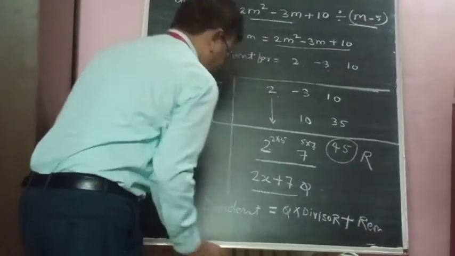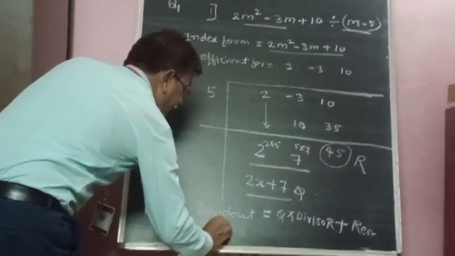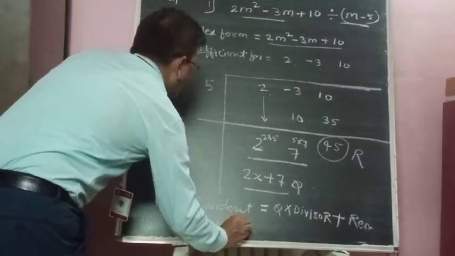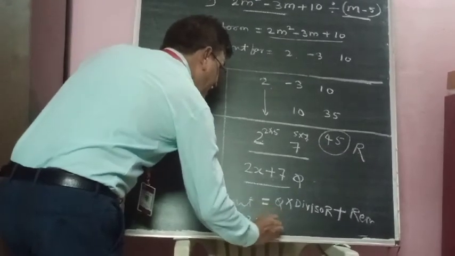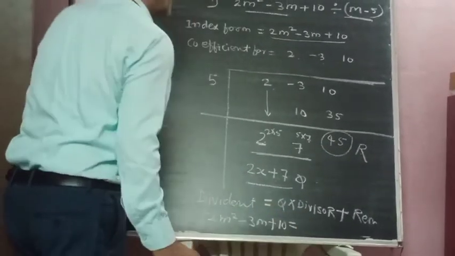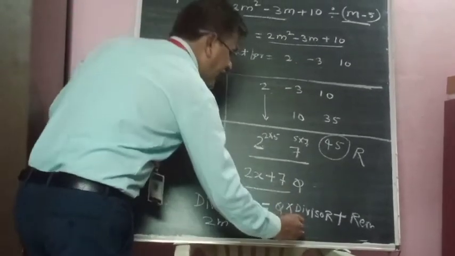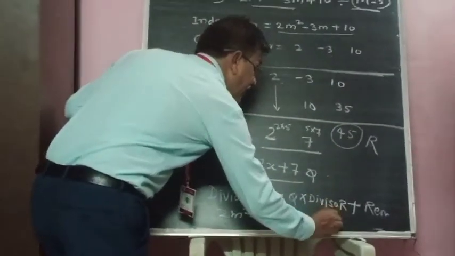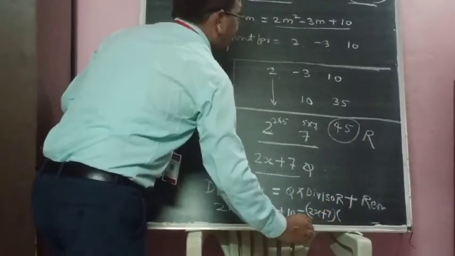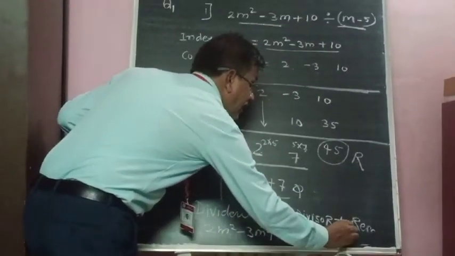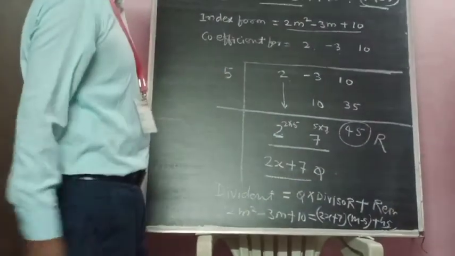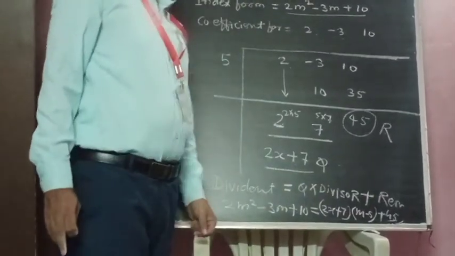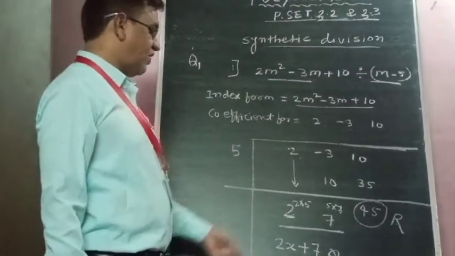So dividend is given, 2m square minus 3m plus 10, is equal to the quotient, here the quotient is 2x plus 7, into divisor, m minus 5, plus remainder 45. So in this way you have to write down the given dividend, divisor, quotient and the remainder. Okay, this is called the synthetic division method.